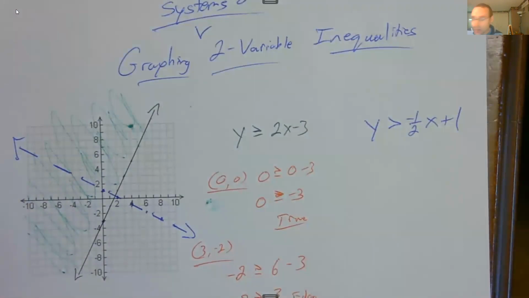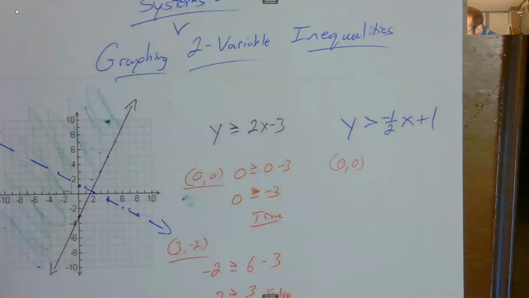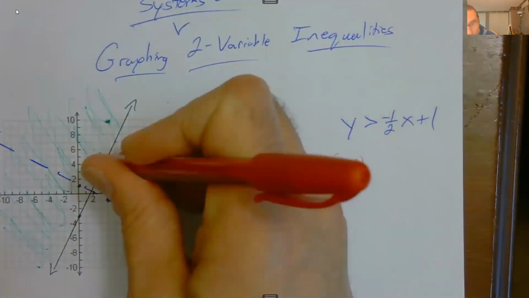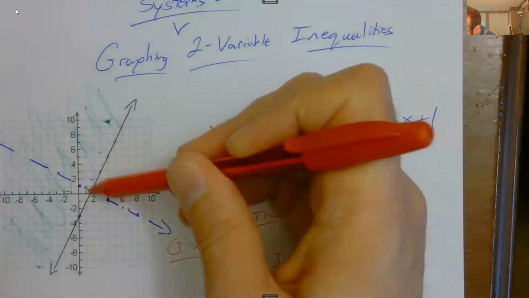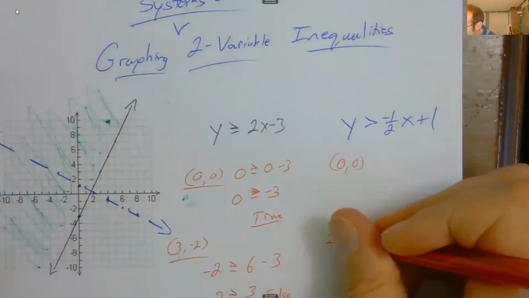So once again, I need to figure out which side of this blue line I want to shade. Okay? And again, that point 0, 0 is clearly on the bottom side or the left side of that line. I'm going to test 0, 0 because that's really easy to test. And then maybe I can test the point, I don't know, 2, 4. You can see that 2, 4 is up here. That is above that blue line.